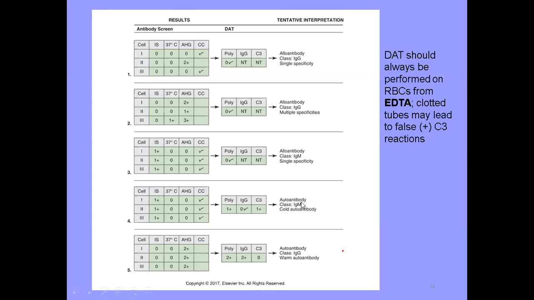Okay, we're going to call this an autoantibody because we're getting a reaction on the DAT. Okay, so basically sensitization has happened in vivo. Complement is coating this person's cells. We're going to call it cold because it only reacts at immediate spin. We're going to say class IgM, so this is a cold autoantibody.